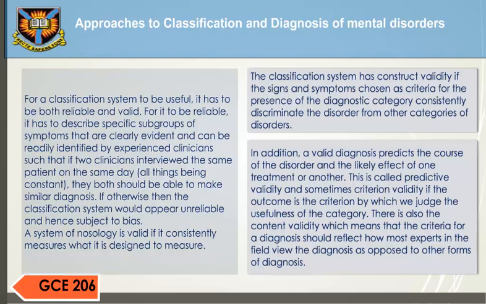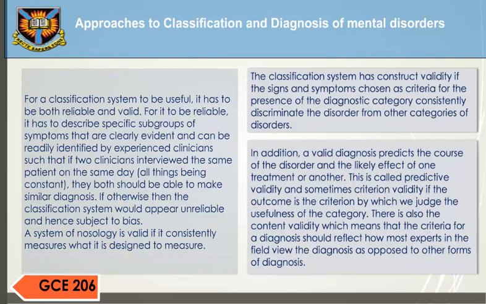For a classification system to be useful, it has to be both reliable and valid. For it to be reliable, it has to describe specific subgroups of symptoms that are clearly evident and can be readily identified by experienced clinicians, such that if two clinicians interview the same patient on the same day, all things being equal, they both should be able to make similar diagnoses. If otherwise, then the classification system would appear unreliable and hence subject to bias.